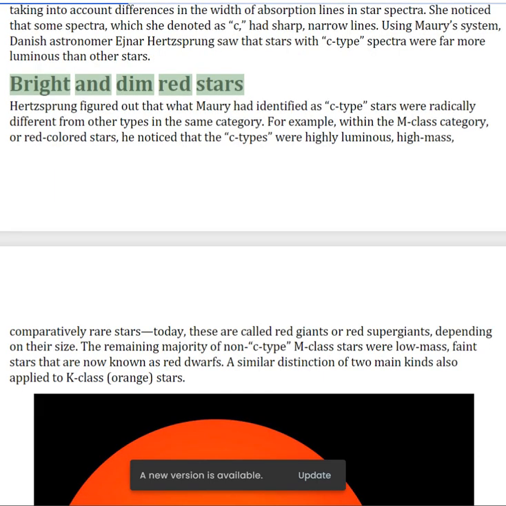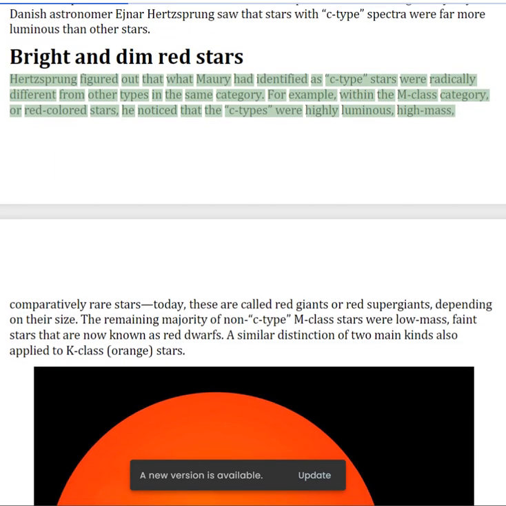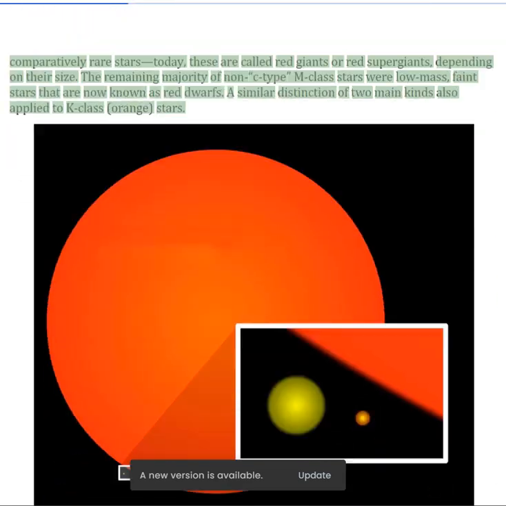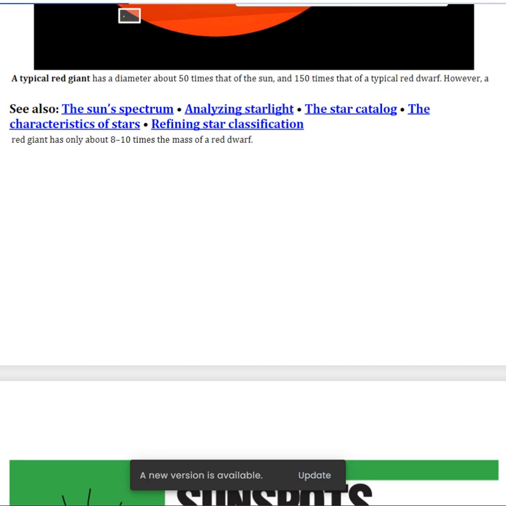Bright and dim red stars. Hertzsprung figured out that what Maury had identified as C-type stars were radically different from other types in the same category. For example, within the M-class category, or red-colored stars, he noticed that the C-types were highly luminous, high-mass, comparatively rare stars. Today, these are called red giants or red supergiants, depending on their size.